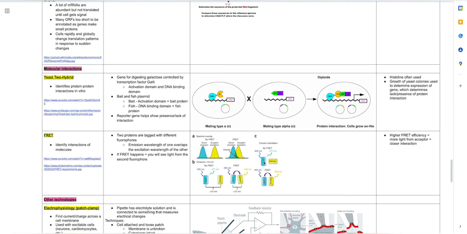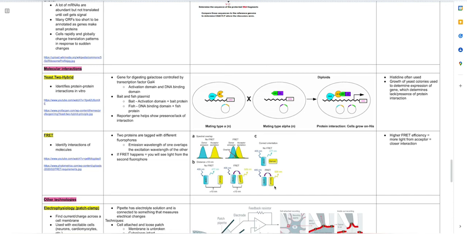If you look at this, the wavelength that makes one of the fluorophores light up has to be the wavelength that activates the other one for this to work. On this graph, it's this little overlap part between the donor emission and the acceptor excitation. And if FRET happens, you will see light from the second fluorophore, because the way it works is, say this one's attached to protein X and this one's attached to protein Y.